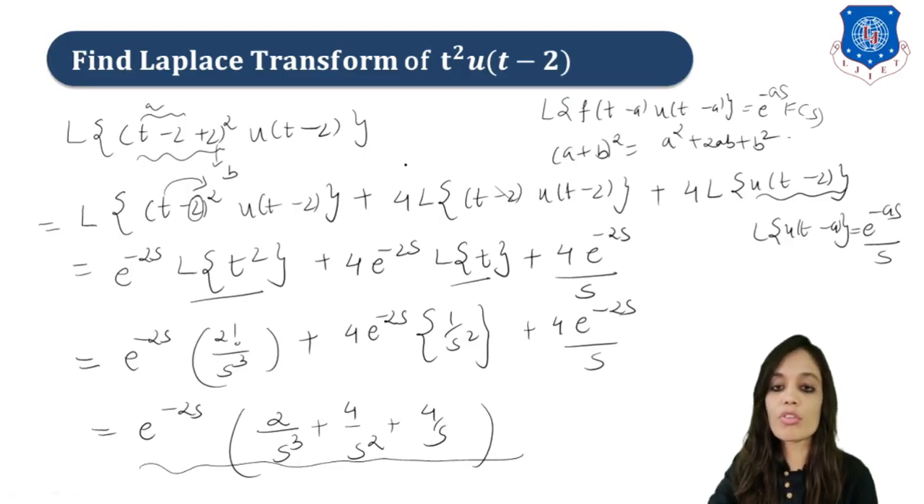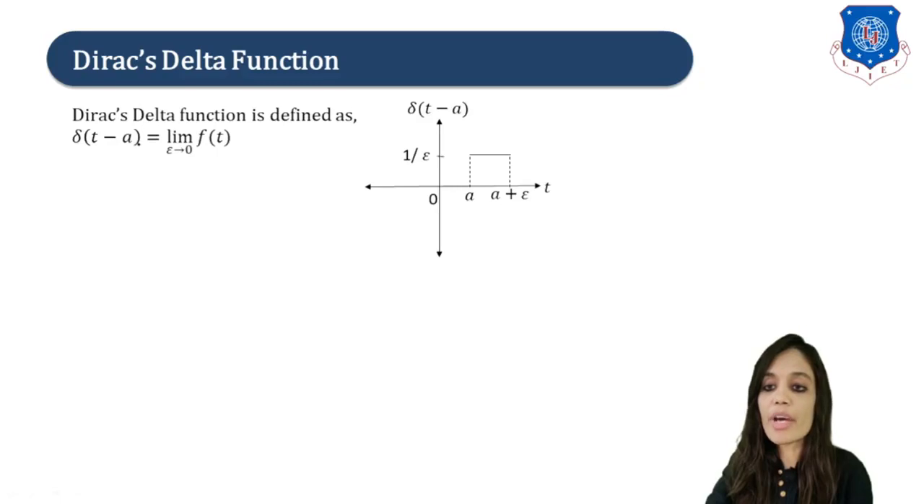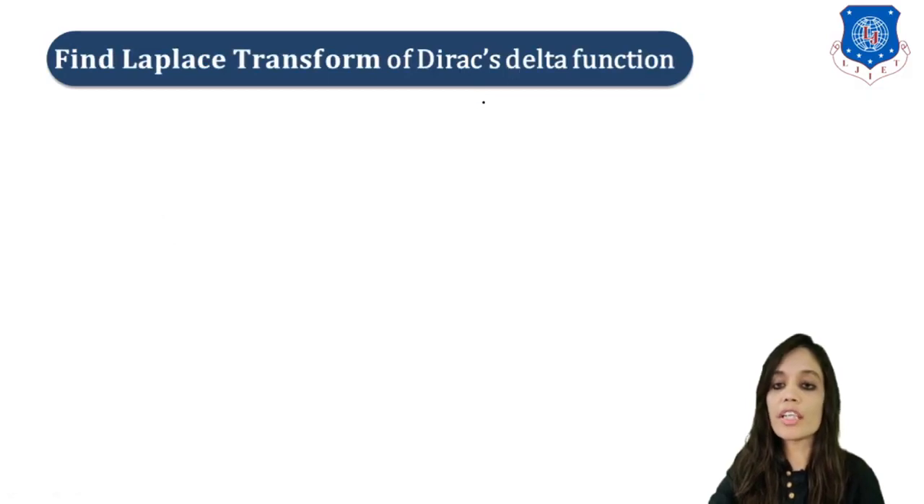So now let us move on to our next topic, that is Dirac delta function. So our Dirac delta function is defined as delta t minus a, that is limit epsilon tends to 0 f of t, where our f of t is defined as 0, 1 upon epsilon and 0, where t less than a, less or equals to t, less or equals to a plus epsilon, and t greater than a plus epsilon. So from the definition you can see that our function exists only in a to a plus epsilon, everywhere else it is 0, right? So now let us find the Laplace transform of Dirac delta function.